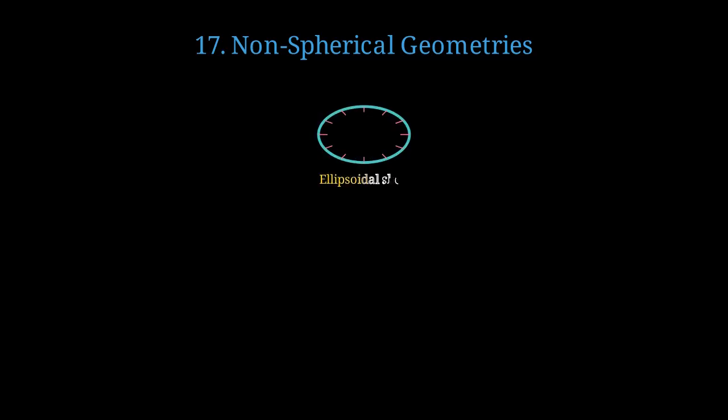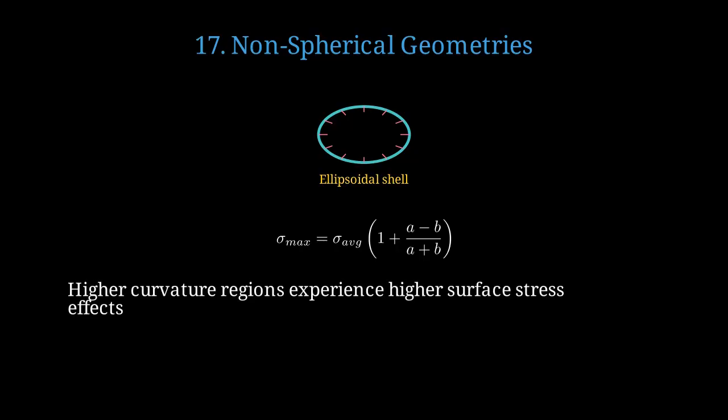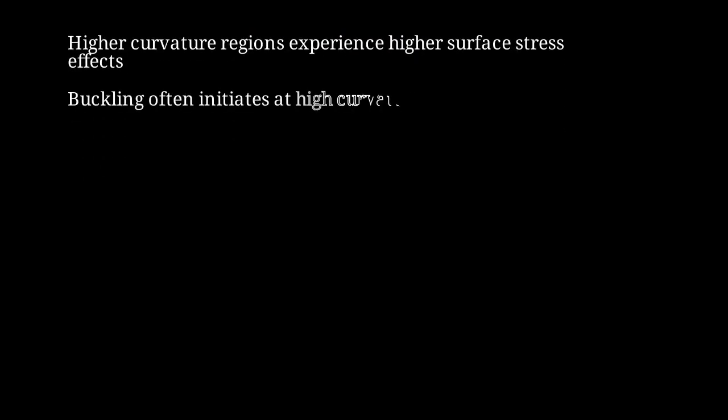Real nanocapsules often deviate from perfect spheres, adding geometric complexity. Ellipsoidal shells have two different principal curvatures, creating non-uniform stress distributions. The maximum stress equals average stress times a factor depending on the aspect ratio of semiaxes A and B. Regions of higher curvature experience stronger surface stress effects, creating weak points. Buckling often initiates at these high curvature regions, where stress is concentrated.